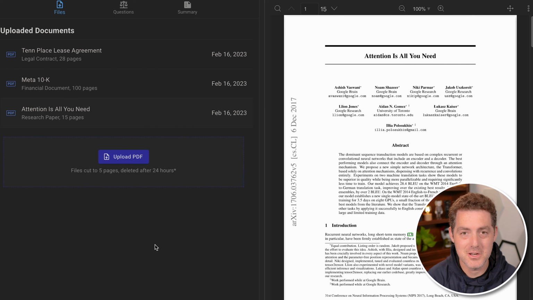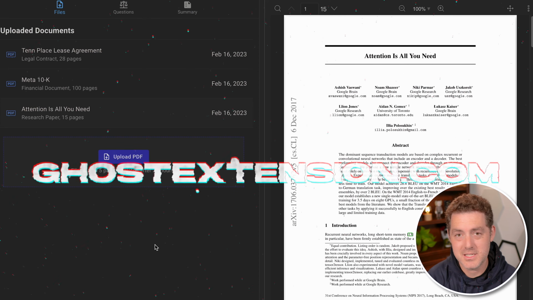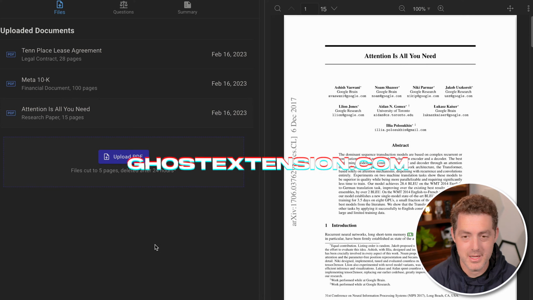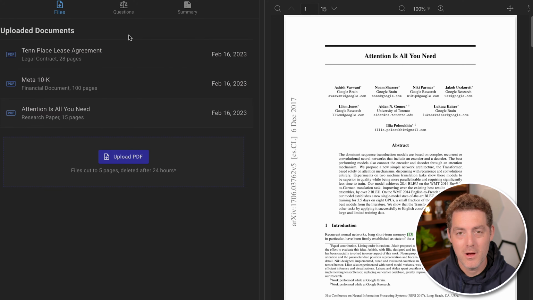Let's get into it. So the tool I found is called Ghost Extension, and it's at ghostextension.com. And here it is. It's pretty basic right now, but it's still absolutely incredible. What it does is you can load up any PDF document and use ChatGPT to ask questions about that document. Not only that, you can get a summary of the document. It doesn't matter how complex it is. Lengthy legal documents, school papers, doesn't matter.